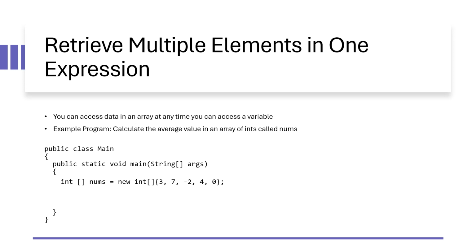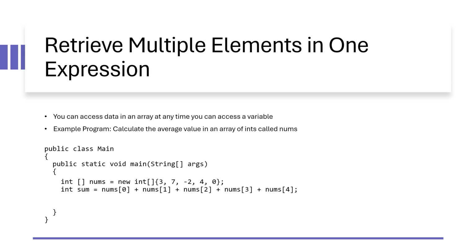So look at this situation here. I've created an array called nums, int square bracket nums equals new int, and I didn't specify the size inside the square brackets because I'm manually setting the values right now. 3, 7, -2, 4, 0. So that tells me that I have a length of 5. Okay, now let's say I want to calculate the average number in there. So the first thing I need to do is calculate the sum of the numbers. So there is me accessing all 5 elements.